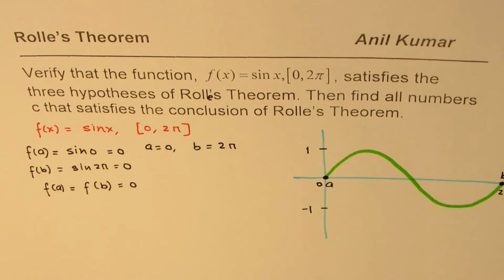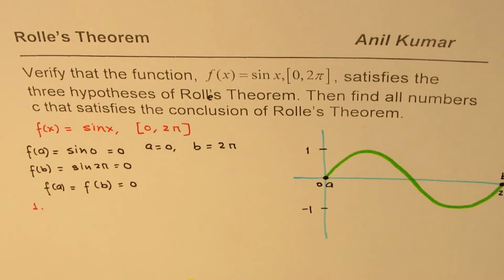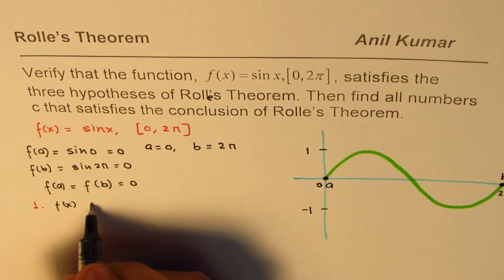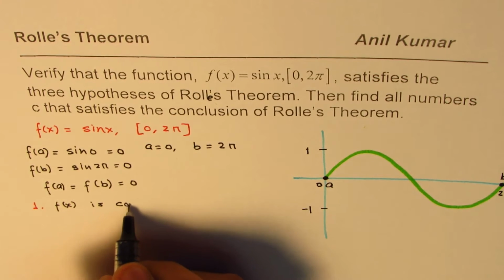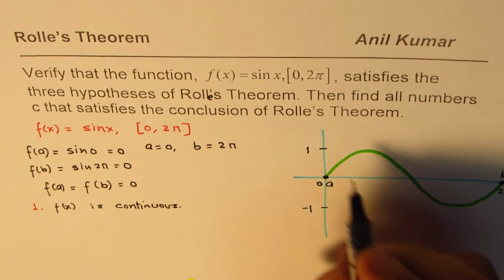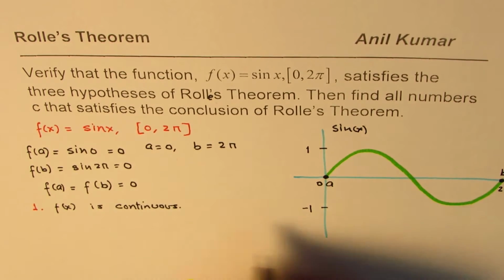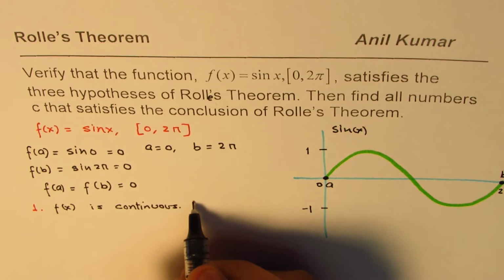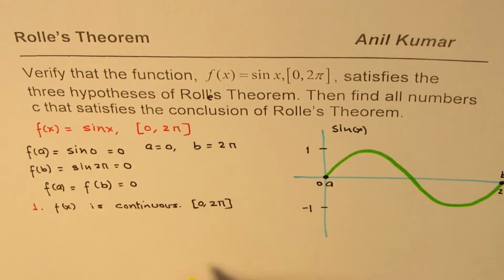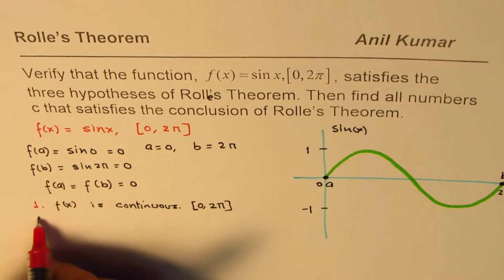Rolle's theorem states that the three conditions are: 1, that the function f of x is continuous, right? That is the first thing. As you can see, the sine function is continuous in its entire domain, and therefore it is also continuous in its closed interval 0 to 2 pi, because it is a sinusoidal function. So that's the first condition which is satisfied.